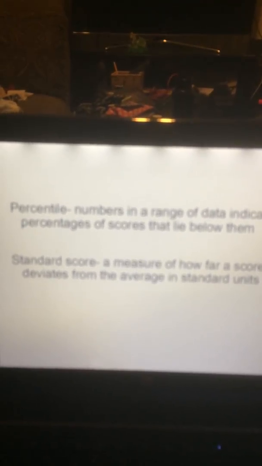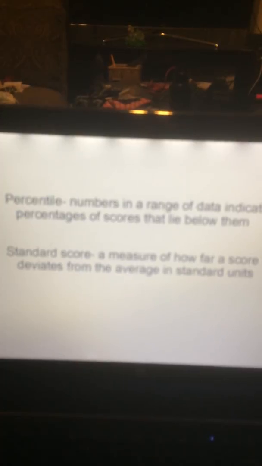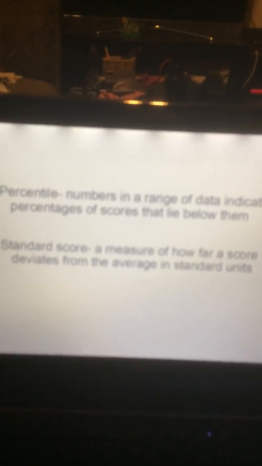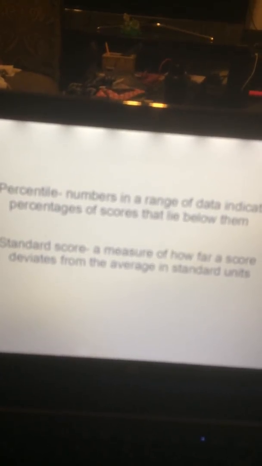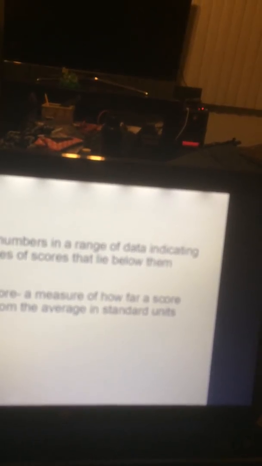Now, standard score is a measure of how much a score deviates from an average in standard units. So let's say I'm talking about the IQ test, where the mean is 100 and the standard deviation is 15. So 115 would be one standard deviation above the mean. 110 in this case would be like 0.66 as your standard score if you're dealing with a normal distribution.